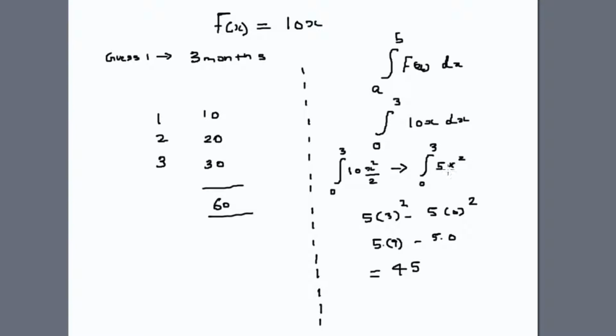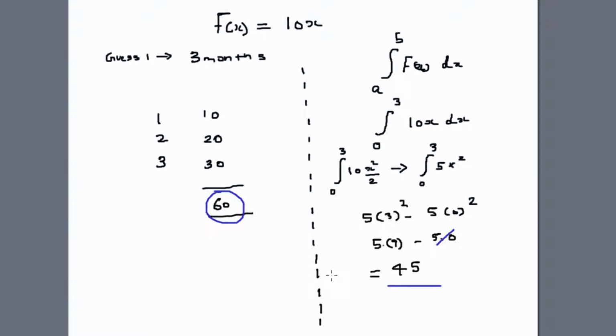So if you apply your limits, 5x squared, substitute x as 3. So 5 into 3 squared minus 5 into 0 squared. So this becomes 0, and this becomes 5 into 9. So that gives you 45. So 45 is not close to 60. So this is where the rule of approximation comes into the picture.